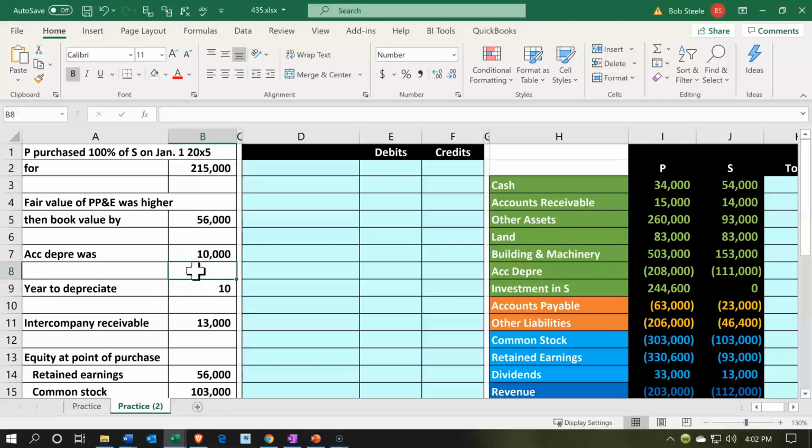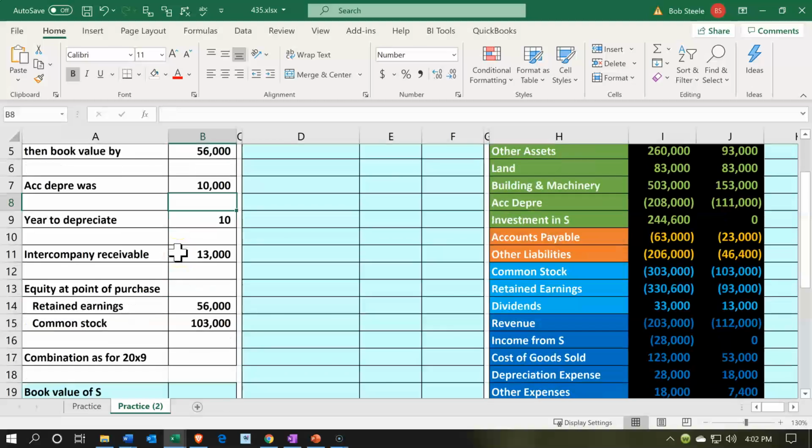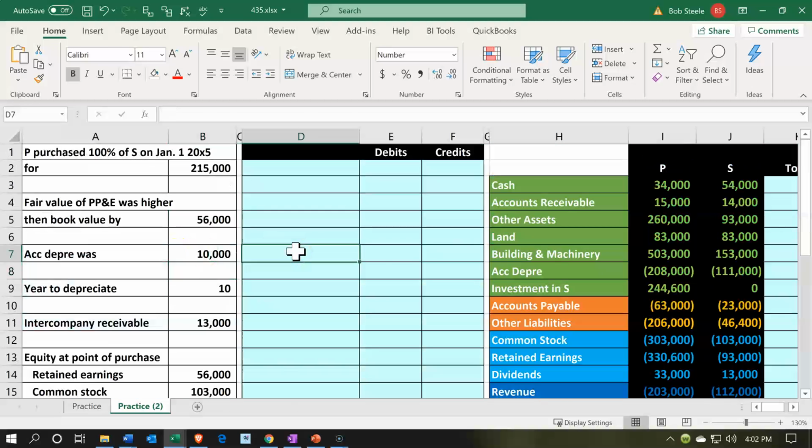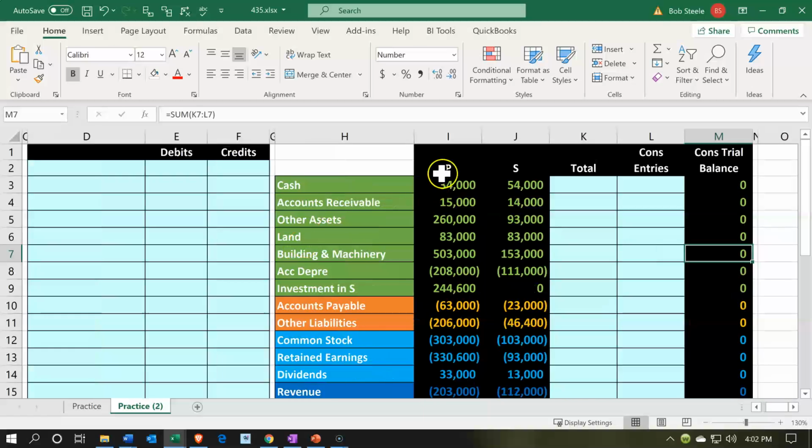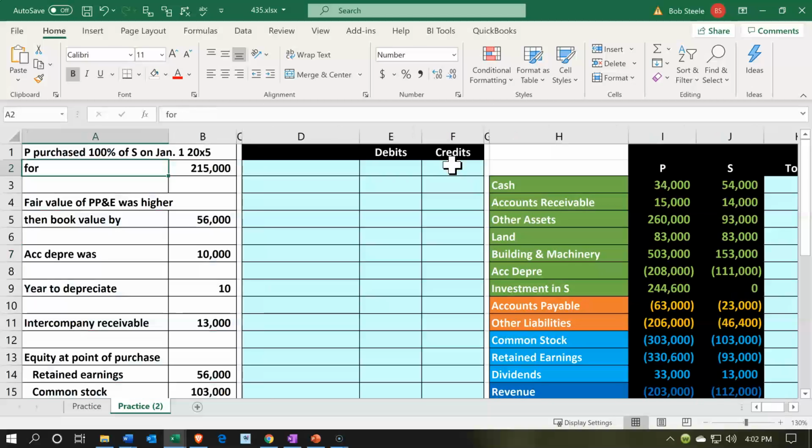Here we are in our Excel worksheet. We got the information on the left. We're going to be entering that into the blue area down below and to the right. We're going to be putting together our consolidation worksheet where we have the trial balance for P and for S. Then we'll be entering our elimination or consolidation entries, whichever you'd like to call them. We're going to go back to the left. Let's take a look at our data.